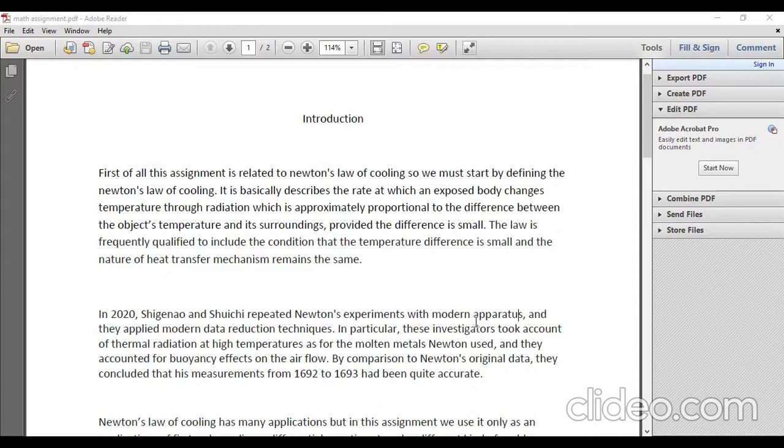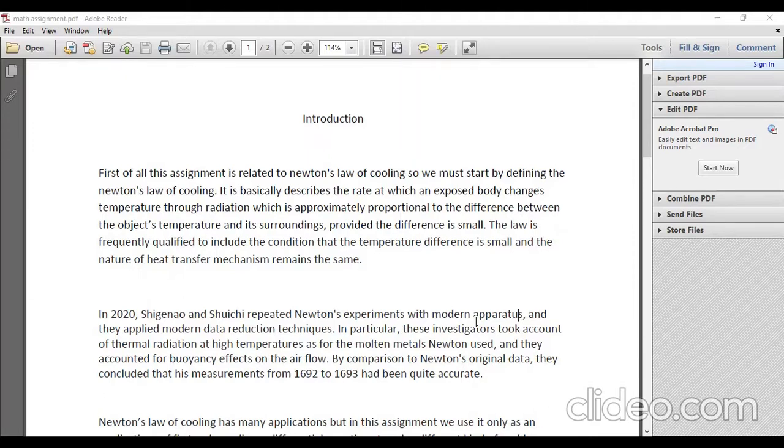It basically describes the rate at which an exposed body changes temperature through radiation, which is approximately proportional to the difference between the object temperature and its surroundings, provided that the difference is small. The law is frequently qualified to include the condition that the temperature difference is small and the nature of heat transfer mechanism remains the same.